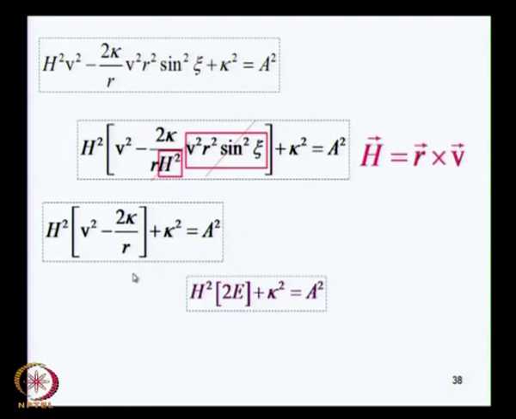Okay. V square minus twice kappa r is twice the energy. This is in units of mass, right, because this is the specific mechanical energy. mv square by 2 is what we will interpret as the kinetic energy, right. This is v square.